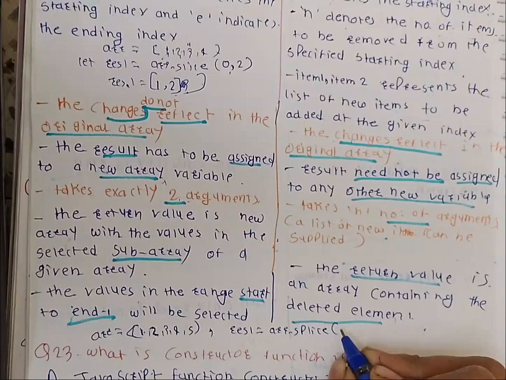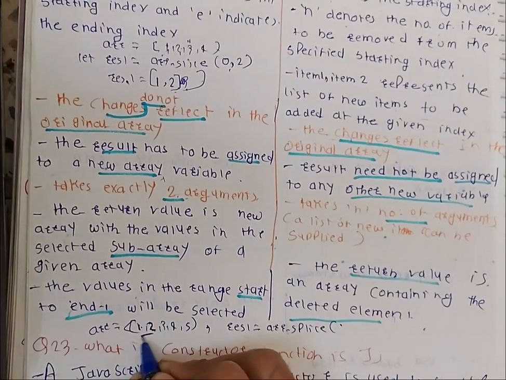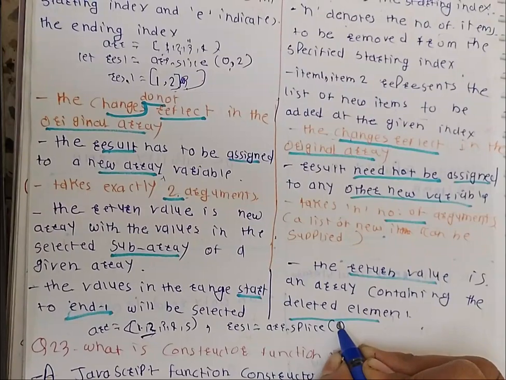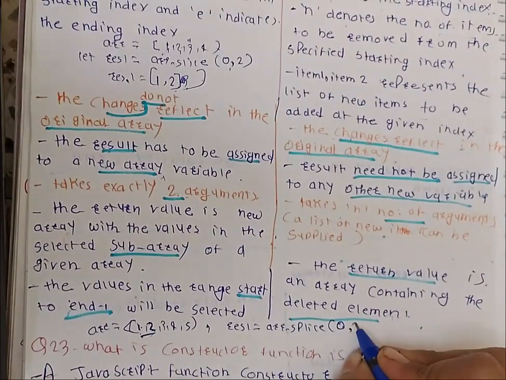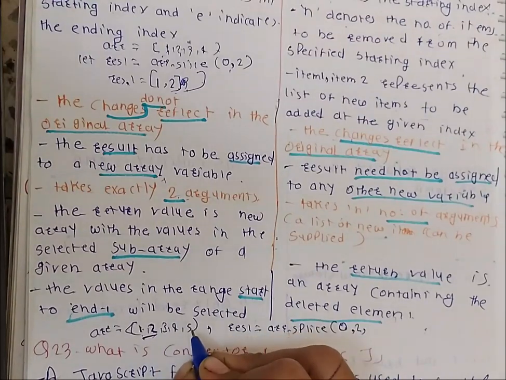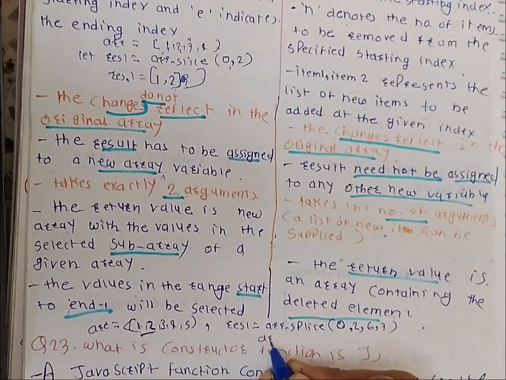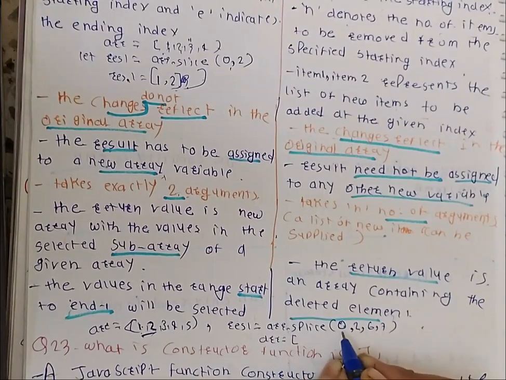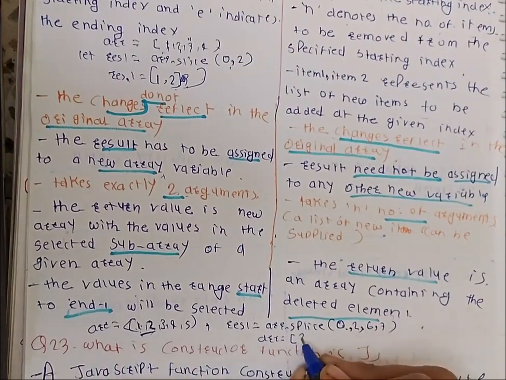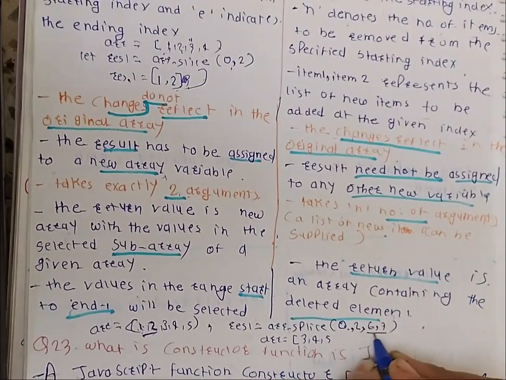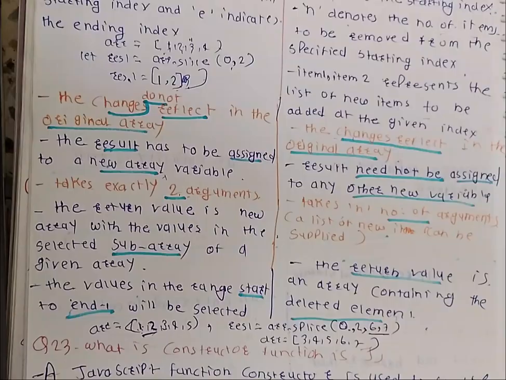We are going to delete the elements 1 and 2, so we put the starting index first, 0. From index 0, I want to delete two elements, so I put 2, and then after that I want to add 6 and 7. Our original array will get reinitialized: it deletes the two elements 1 and 2, gives the result 3 4 5, and embeds the elements 6 and 7. This is the difference between these two methods.